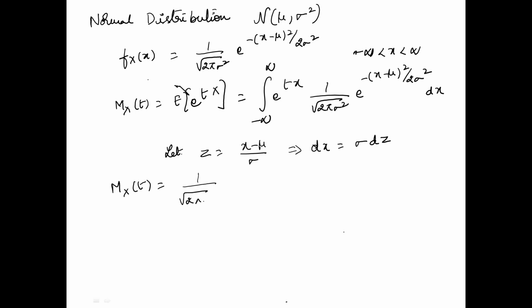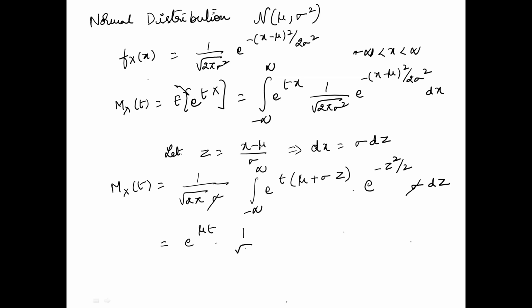So 1 by root over 2 pi sigma, I'm going to pull sigma out, and this is the integral from minus infinity to infinity. In place of x, I'm going to get t times mu plus sigma z. I guess yes, isn't it? x is going to be mu plus sigma z, so I substitute that over there, and this is going to be e power minus z square by 2 dz. The sigma in here and in there are going to cancel out, and we can pull a few constants out. E power mu t is a constant, so I can simply pull it out: e power mu t times 1 by root over 2 pi, integral from minus infinity to infinity of e power sigma z times e power minus z square by 2 dz.